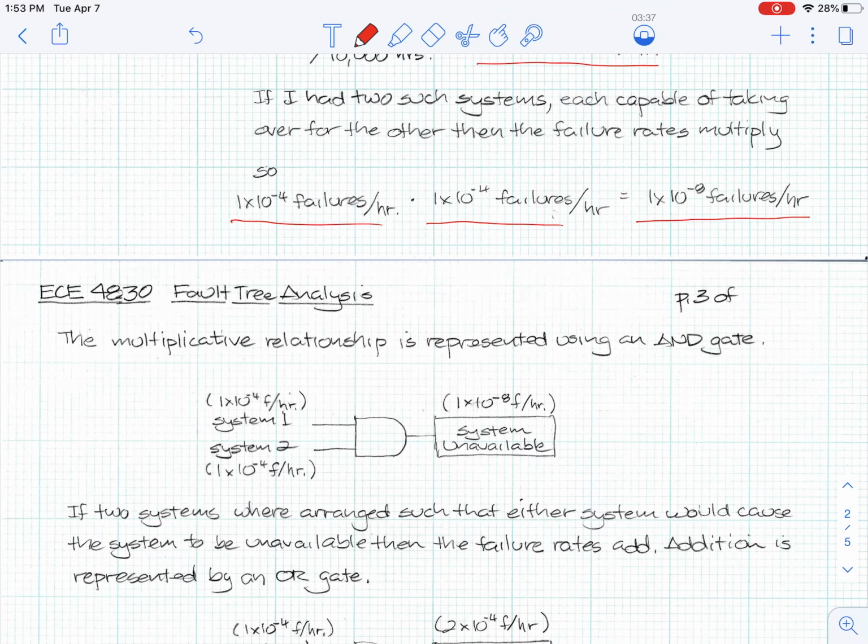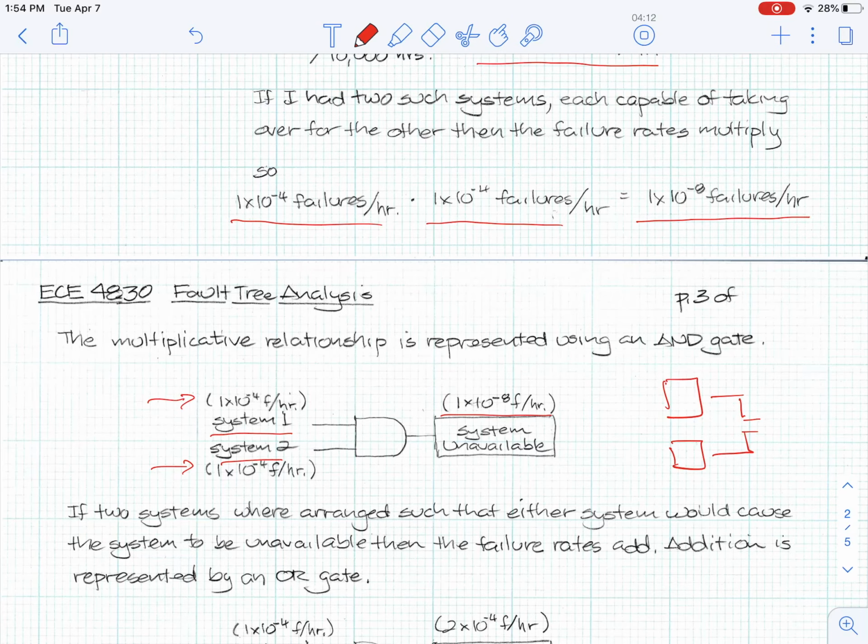Now, a multiplicative relationship like this, in other words, I've got two redundant systems, both capable of doing the task in some way. A total failure would require that both of these systems failed. Then I represent that with an AND gate. So I've got system one, the failure rates are in parentheses, and system two going into this AND gate. And out of this AND gate comes the multiplication of those two failure rates. And this is the top level fault.